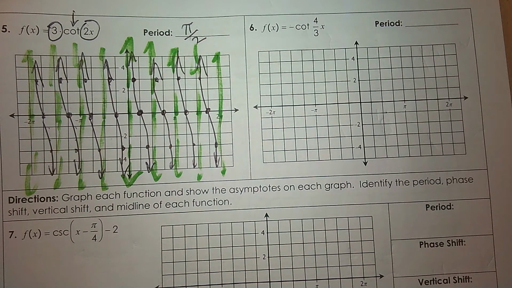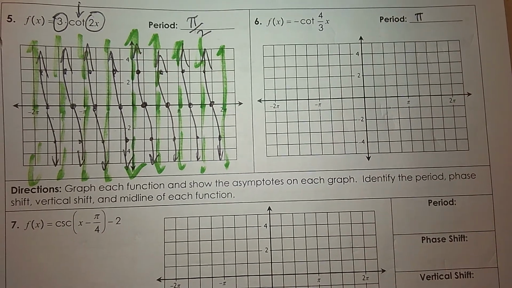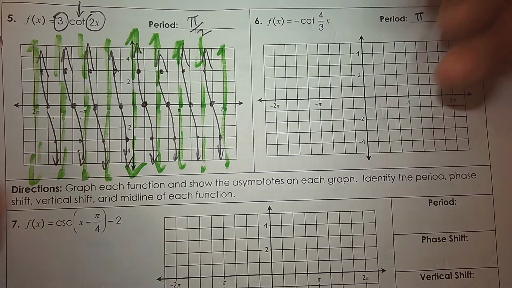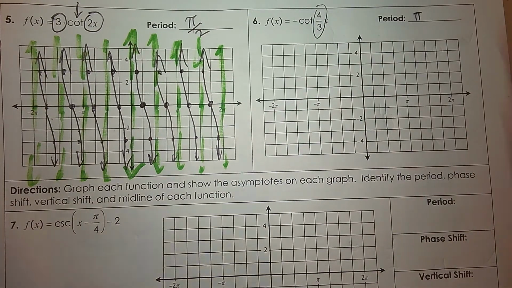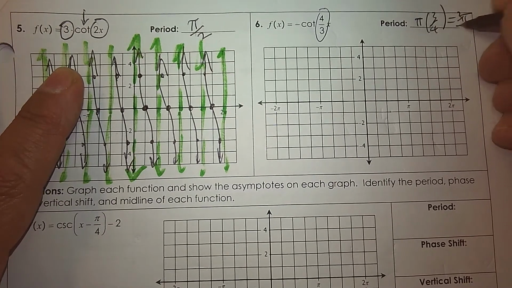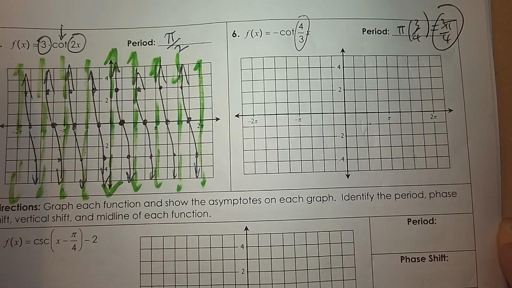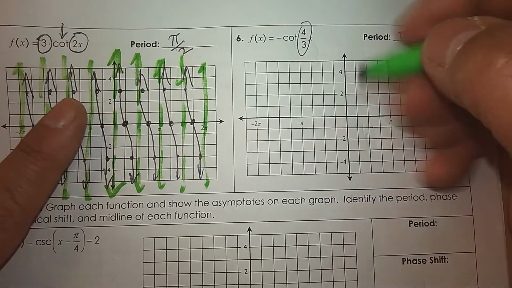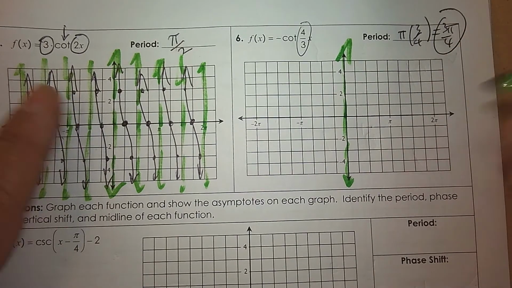Number 6, for cotangent, normally the period would be pi. So that's what I'm going to write down. Is there any number inside that's being multiplied? How do I undo 4/3? And that's just 3/4 pi. That's how long it will take to complete a cycle. So cotangent starts with an asymptote. That's what I'm going to do. Then I'm going to find 3/4.